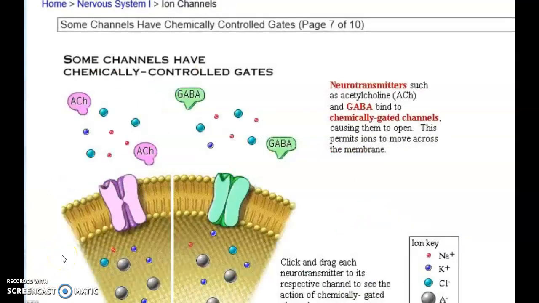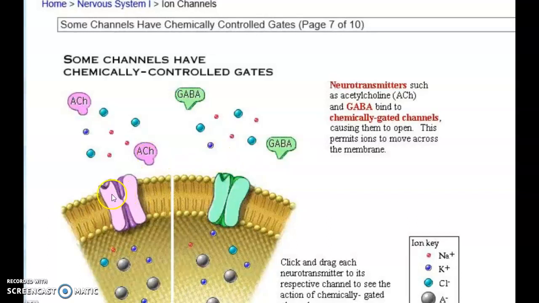Okay, now let's continue and talk about what it is that the neurotransmitters are doing. Here we see acetylcholine, the same neurotransmitter we talked about in the neuromuscular junction. But here we see something called GABA. And of course, there are many different neurotransmitters. We will be mentioning some of them, obviously not all of them.